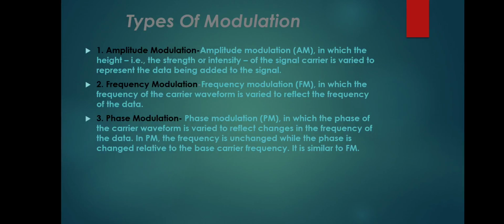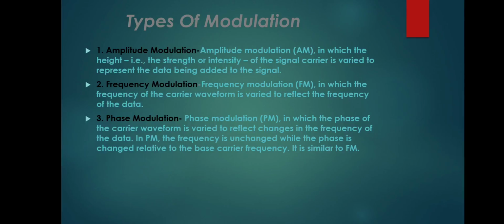So first, amplitude modulation. Amplitude modulation in which the height, that is the strength of intensity of the signal carrier, is varied to represent the data being added to the signal. Second, frequency modulation. Frequency modulation in which the frequency of the carrier waveform is varied to reflect the frequency of the data. Third, phase modulation.